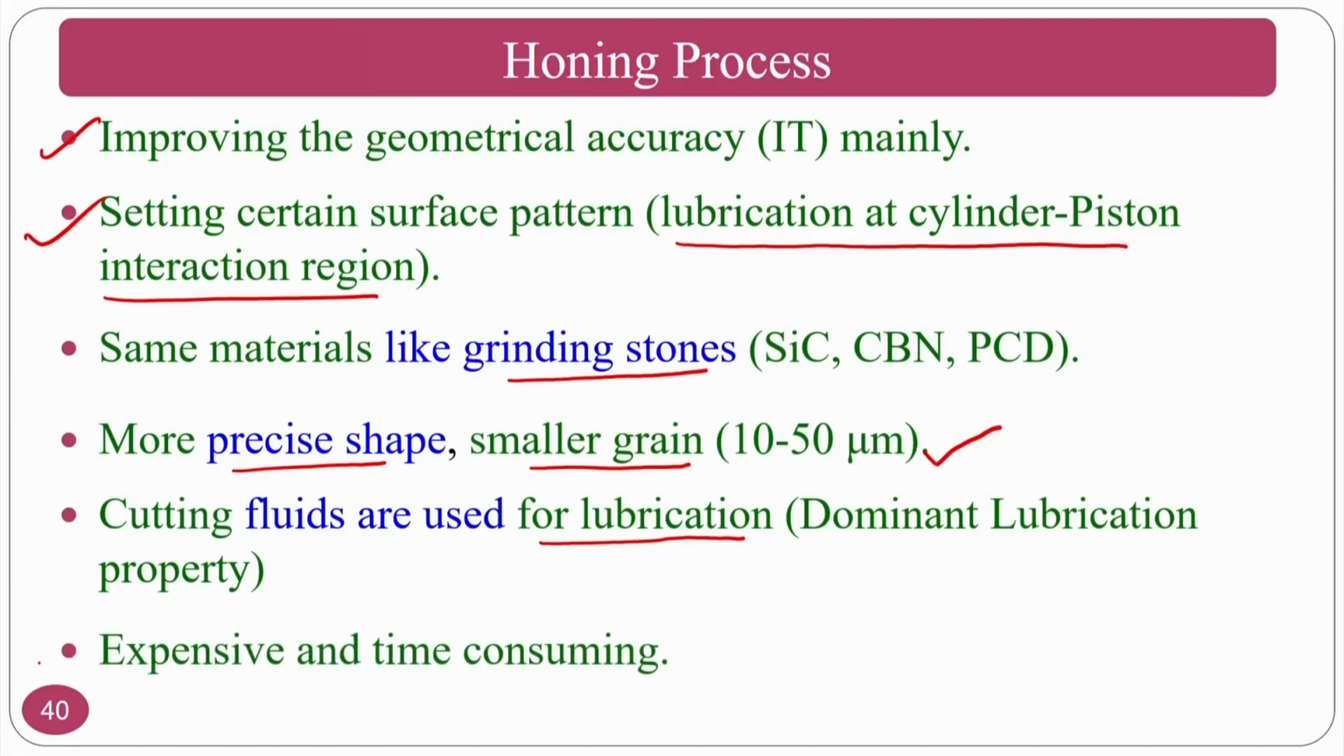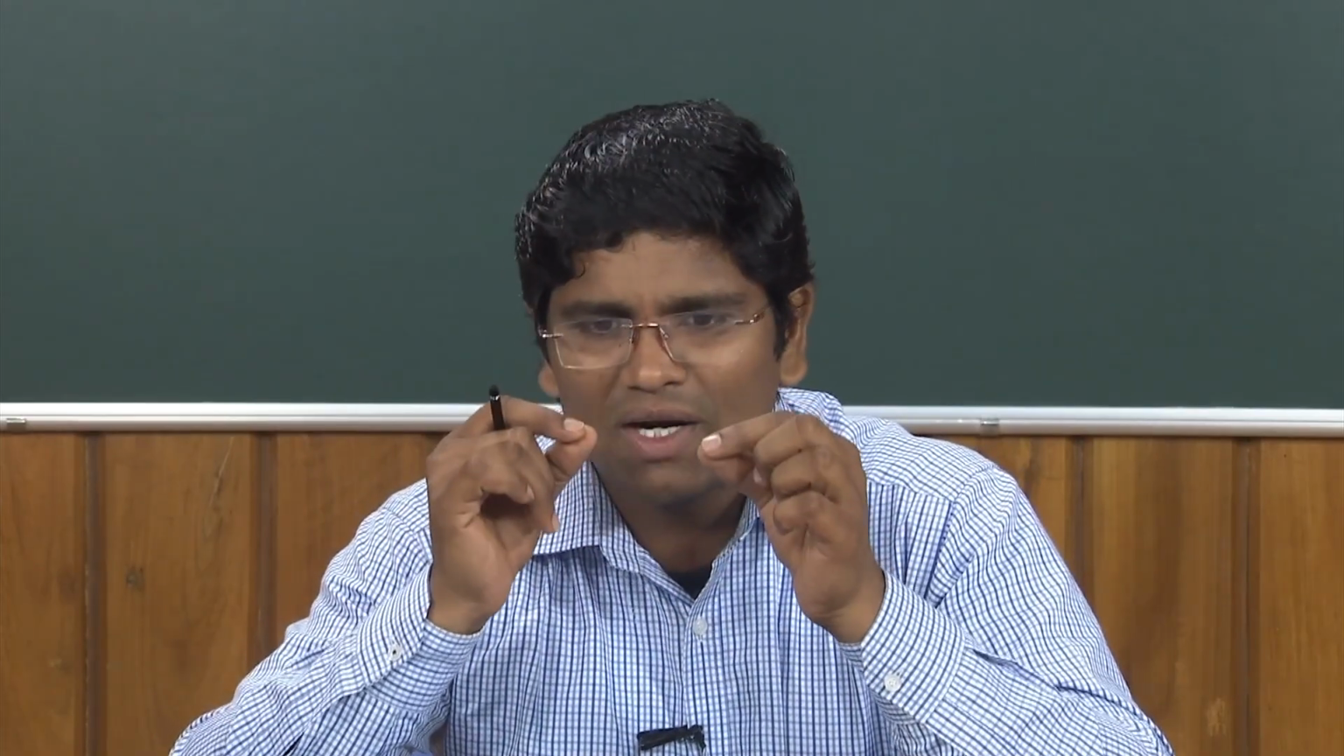Expensive and time consuming, this is another disadvantage you can say, or you need to have some patience, because it is a time consuming process. The material removal rate is very low, because it is a fine finishing operation among the conventional finishing processes. That is why the material removal rate is very low whenever you are correcting certain surfaces.